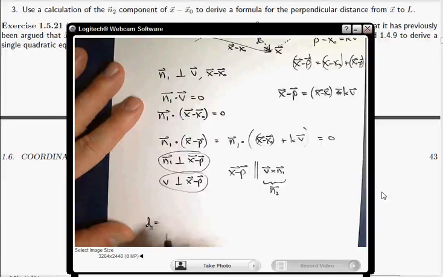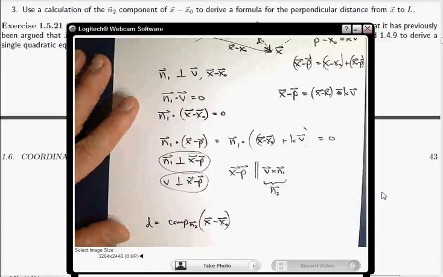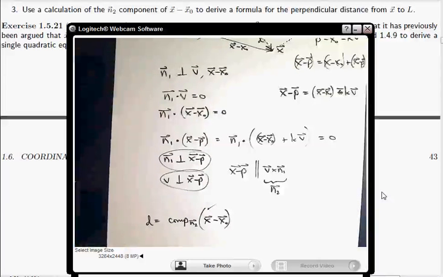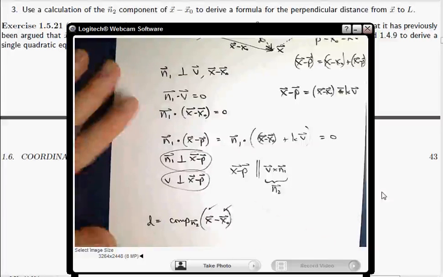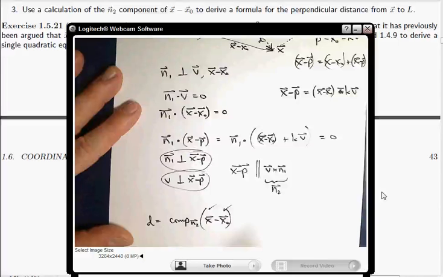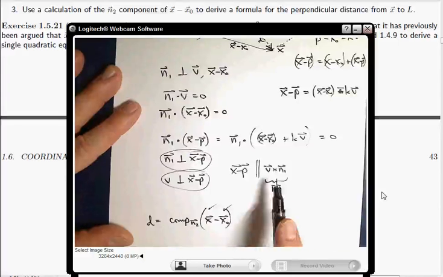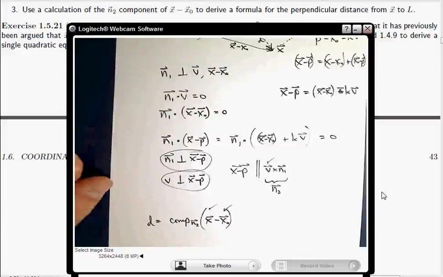So this d that we want to calculate is the n2 component of x minus x naught. The good news is x is some point that we want to know how far it is from the line. X naught is the base point given for the line, so that's given. And v is known, that's the direction vector for the line.